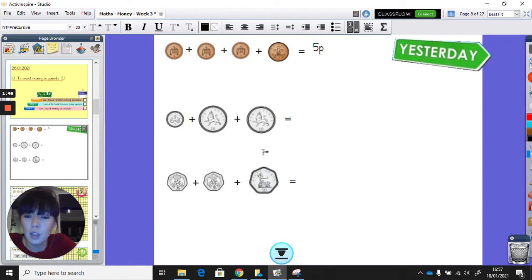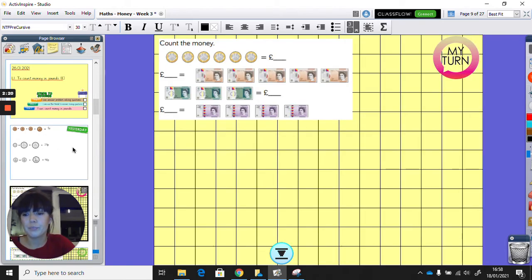For our next one, I sometimes like to add the bigger amounts up first. I didn't with that one, but just thinking about it, I would add those two up first and then add that one at the end. I think it would be easier. So I would add 10, 20, and then I'd add a 5 at the end. So 10, 20, and 5 is 25p. I'll do the same for this one. We've got our 50p there, and we've got two 20s, which equal 40. So 40 and 50 equals 90p altogether. Well done if you got that right.